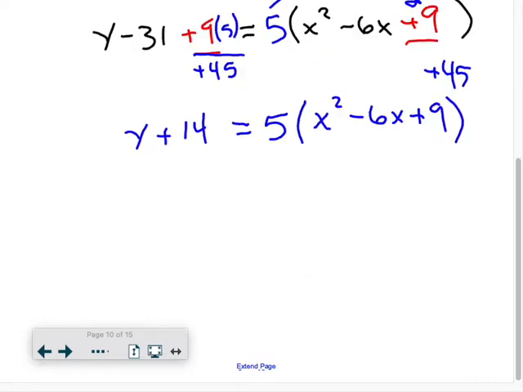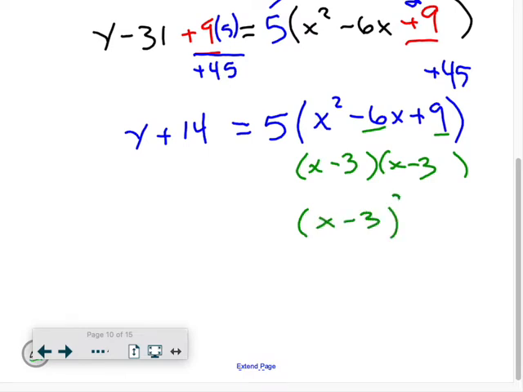I need to factor the right side. Most of you are not going to write the factors out as I'm doing right now, but you're looking for two numbers that multiply to 9 and add to negative 6. That's negative 3 and negative 3. If you actually completed the square correctly, these two values are always going to be the same. So it's going to be x minus 3, x minus 3. But most of you are going to go straight to x minus 3 squared. That was the whole point of doing what we did. Don't forget about the 5, and don't forget about the y plus 14.